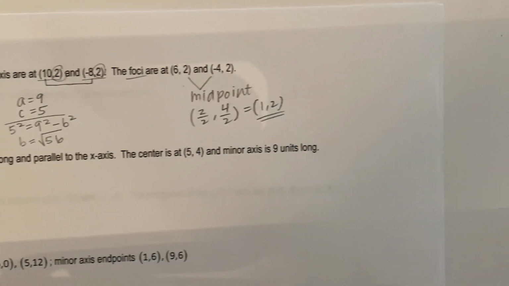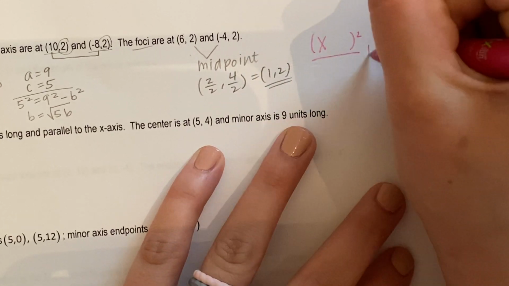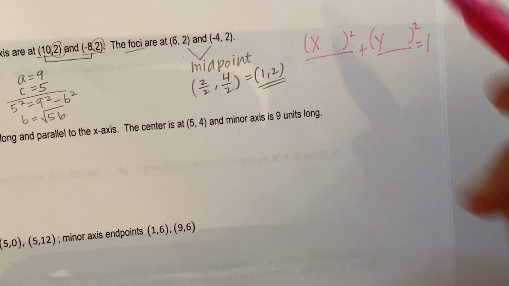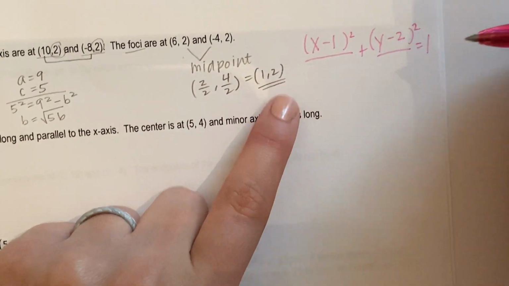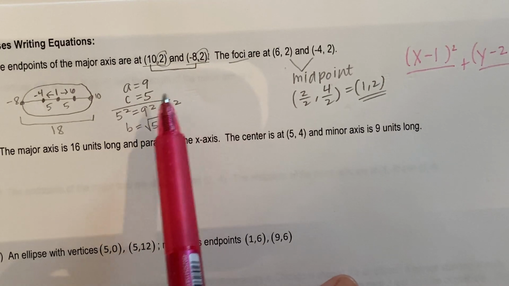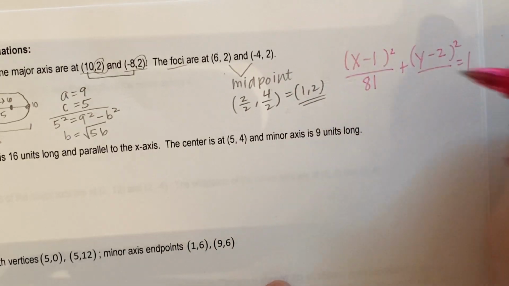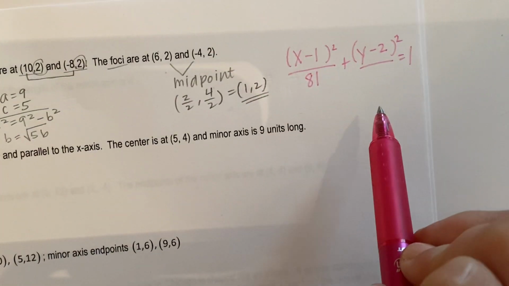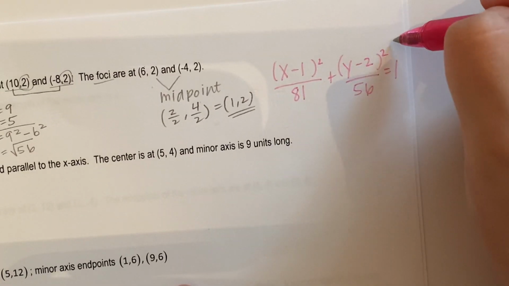So to write the equation of this ellipse, we have x something squared plus y something squared equals 1. So this is where the center goes. So x minus 1, y minus 2. This is a horizontal ellipse, remember, because the x values were changing. So my a value, 9 squared, is going to go under x. So 9 squared is 81. And then b is going to go right here. Now I left this as a square root because to go in my equation, I have to square it. So if I square this, it's just 56. And there's the equation of our ellipse.